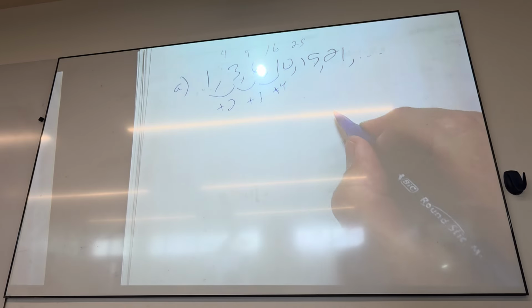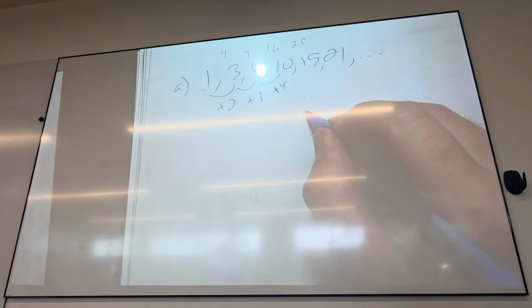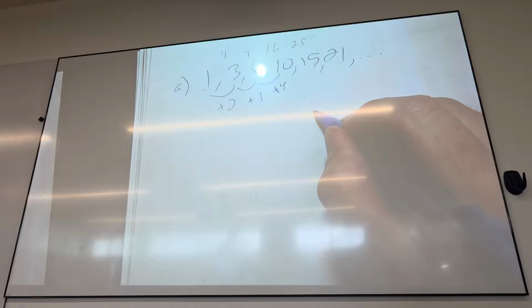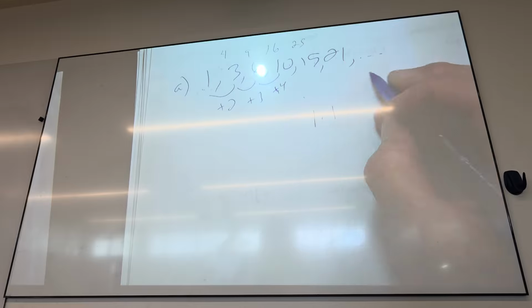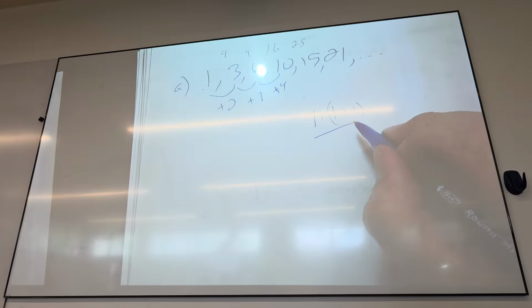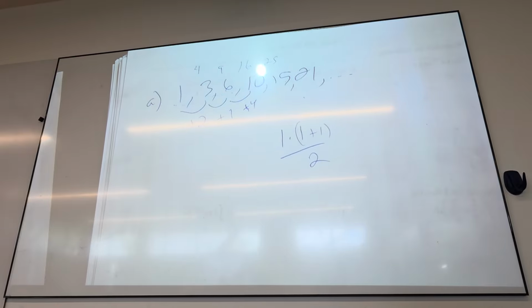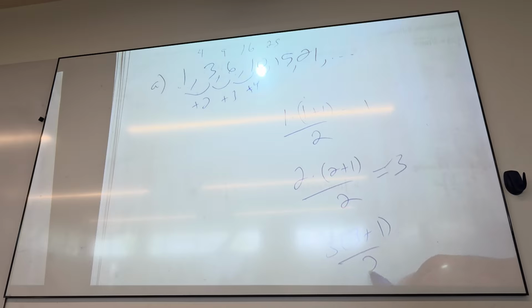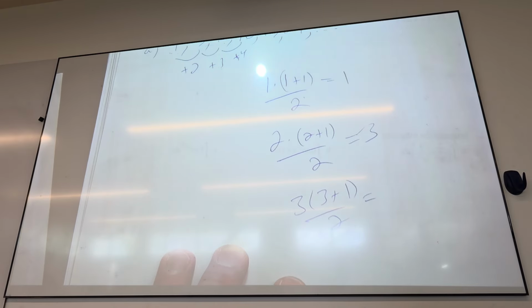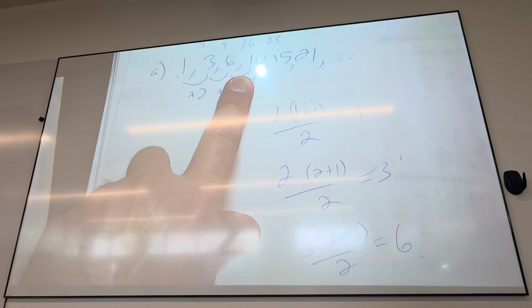But let me ask you this. What is 1 times 1 plus 1 divided by 2? 1. Yes, that's 1. What is 2 times 2 plus 1 divided by 2? 3. What is 3 times 3 plus 1 divided by 2? 6. 1, 3, 6, 1, 3, 6, yes?